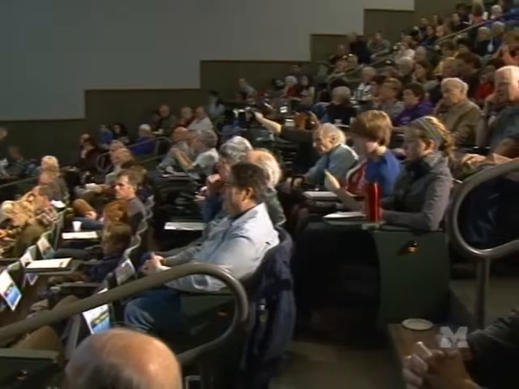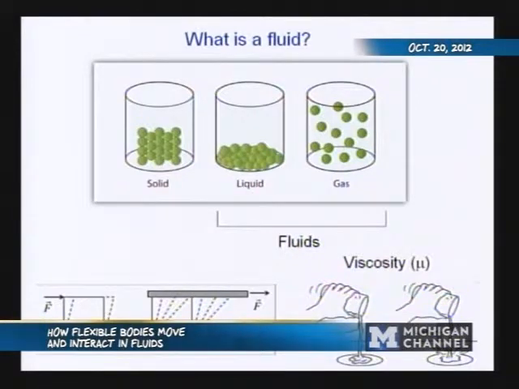I'm going to be talking today about some familiar things, which are fluids, things we interact with every day, and flexible bodies, like a sheet of paper, for example. So let's start by asking, what is a fluid? And perhaps you've seen it posed this way. Three familiar phases of matter. There's solid, liquid, and gas.